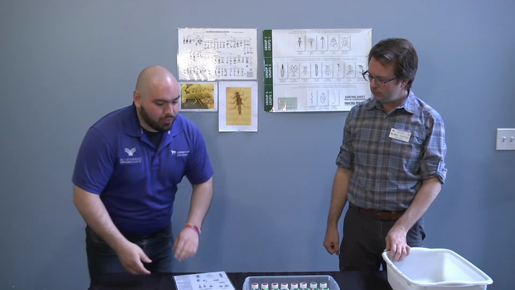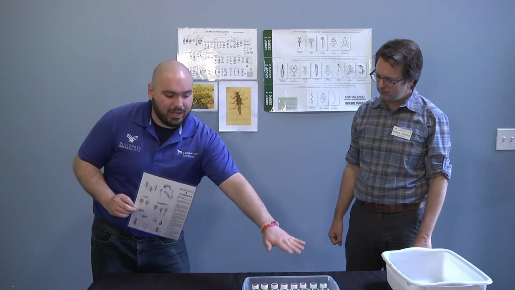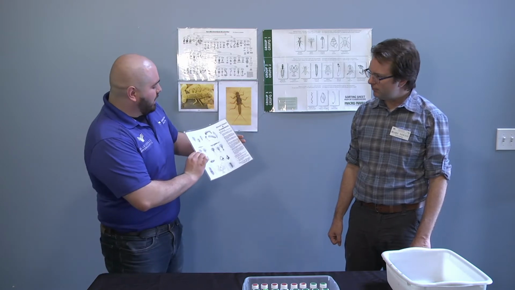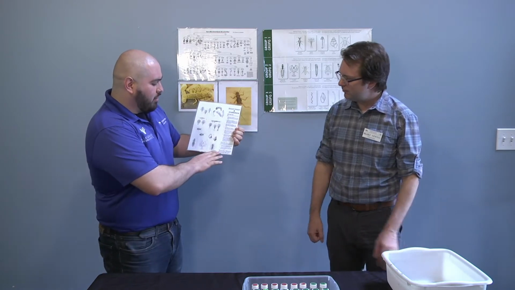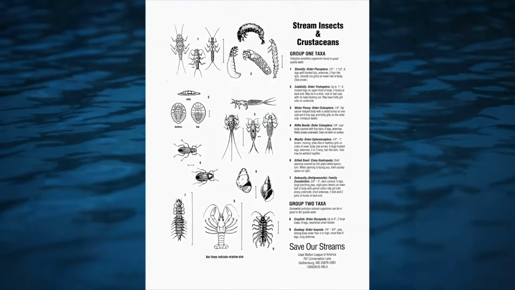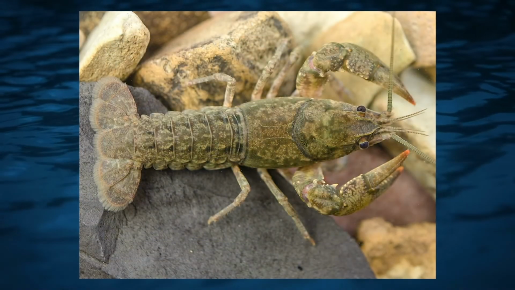Well, all right. We've got about 24 different samples here today, but this set has been built and designed based on this guide. It was put together by a group called Save Our Streams. And we can't show them on the camera, so we got some blown up images. We have this creature right here. If I wanted to figure out what this is, what kind of tool would I use?